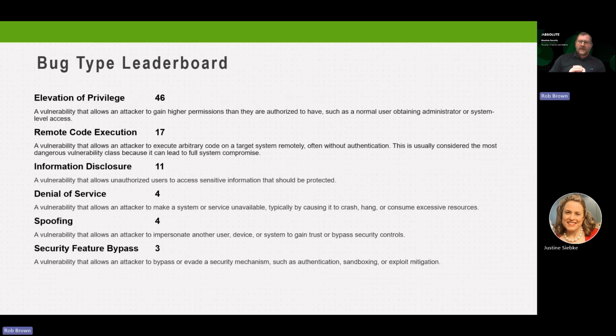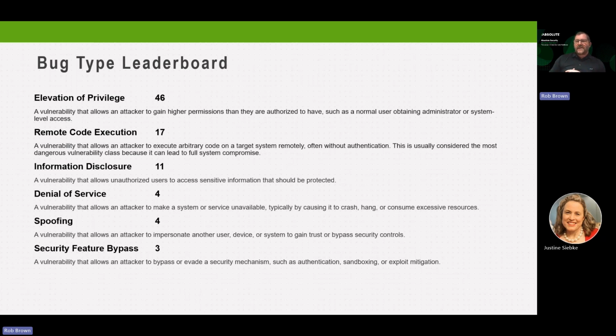Now let's take a look at our bug leaderboard. Our bug leaderboard is very important for the theme of today's Patch Tuesday. Each of these bug types offers a different type of exploit that is possible, whether directly or as part of an attack chain. That's where you have one vulnerability that leads into another.